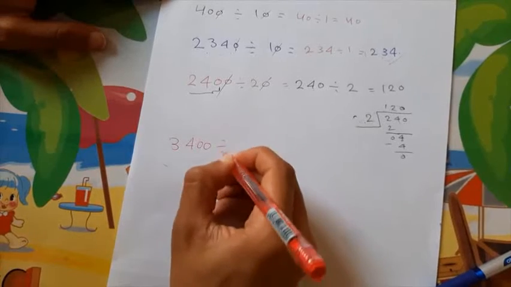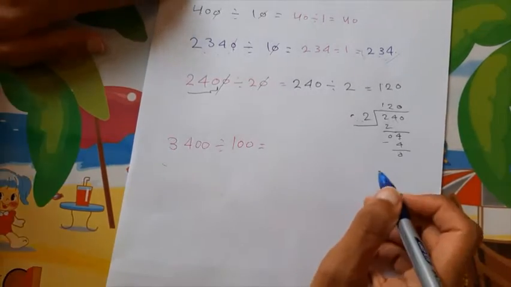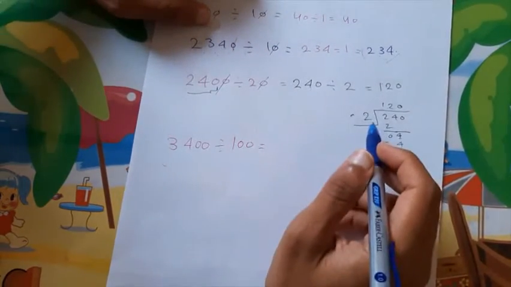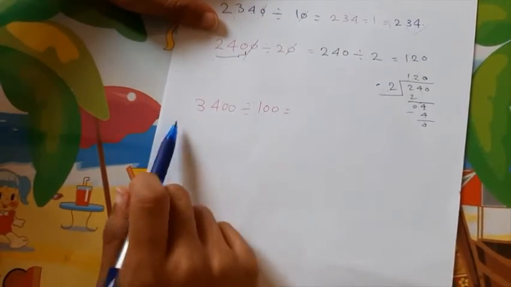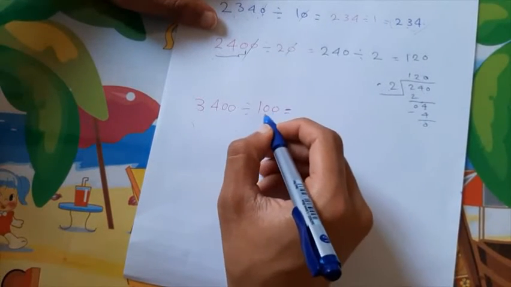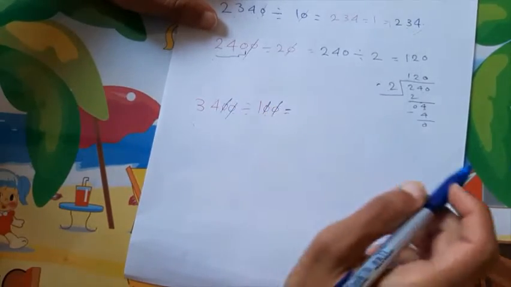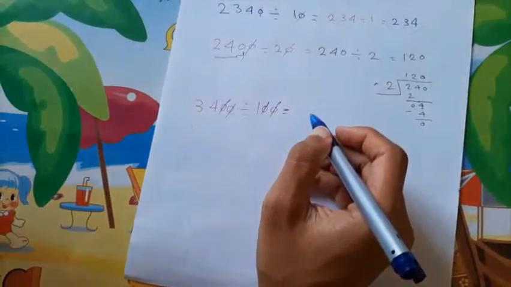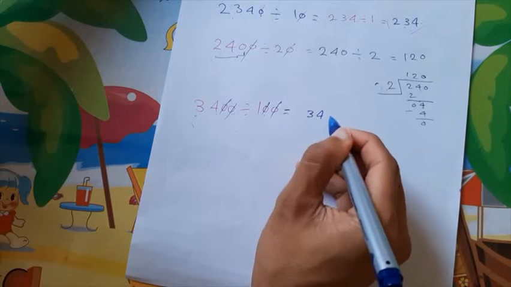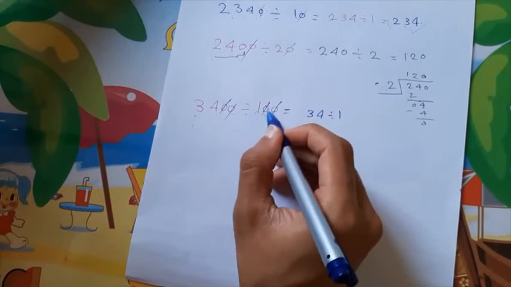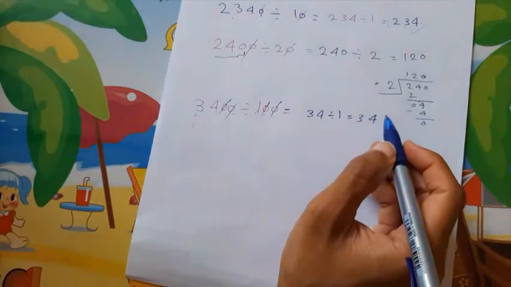Now what if we divide a number, for example 3,400 by 100? This time not by 10, not by any tens number, but this time we divide the number by 100. So how many zeros for 100? We have 2 zeros. How many zeros here? We have 2 zeros. Cancel 2 zeros with 2 zeros. Then the number that remained is 34. 34 divided by 1, because only 1 remained, gives me 34, right?